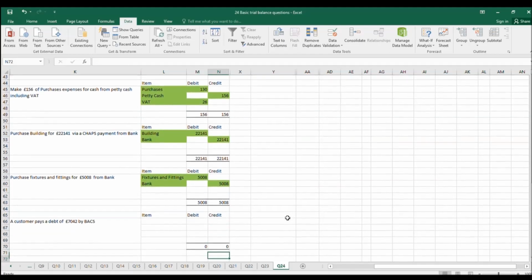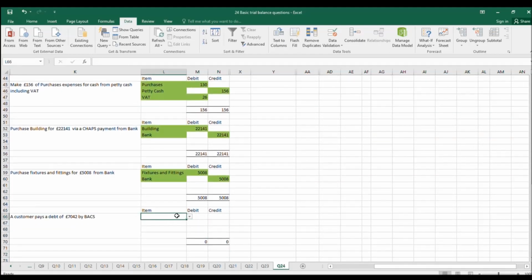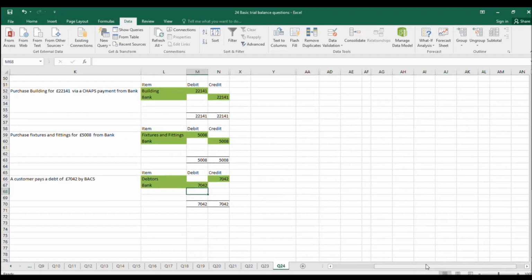A customer pays a debt. So the customer's paid a debt. They paid it via BACS, so they're telling you that they paid it into your bank account. Okay, and so our debtors have gone down. So it's a reduction in a money in item, so a negative money movement, so that would be a credit. And our bank has gone up because they paid the money into the bank, so that's a positive money movement into the bank. So that's our debit. So those are our items there.